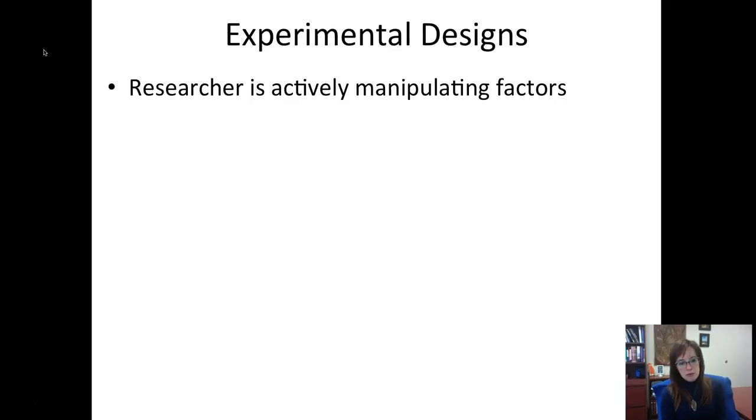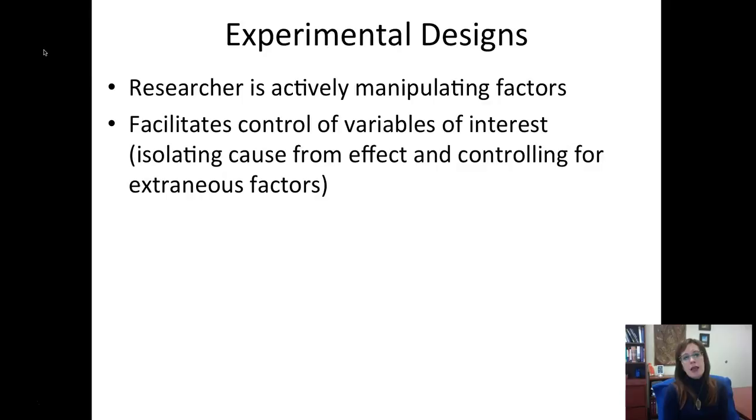And so in experimental designs, part of the reason that we can conclude causation is that we are the ones actively manipulating factors. And this facilitates a lot of control for us over our variables of interest. And so we can isolate the cause and effect and remove the effects of other variables, so extraneous variables or noise.